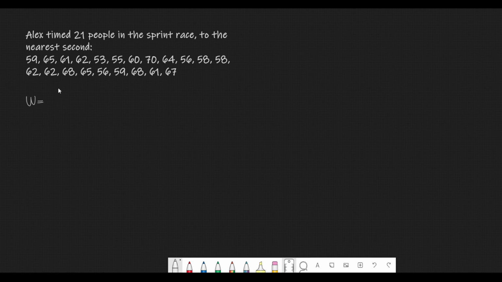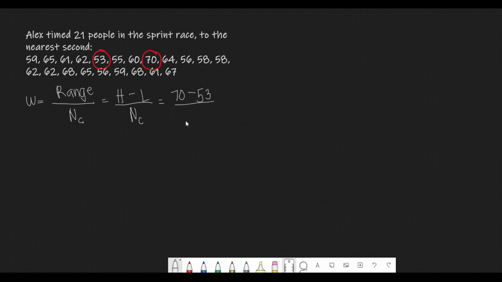And width is equal to range divided by desired class size. Okay, so this is desired class size. Now, the formula for range is highest number minus lowest number. So, the highest number in this given set is 70. The lowest number is 53. So let's just place here 70 minus 53, and this should be divided by the desired class size.